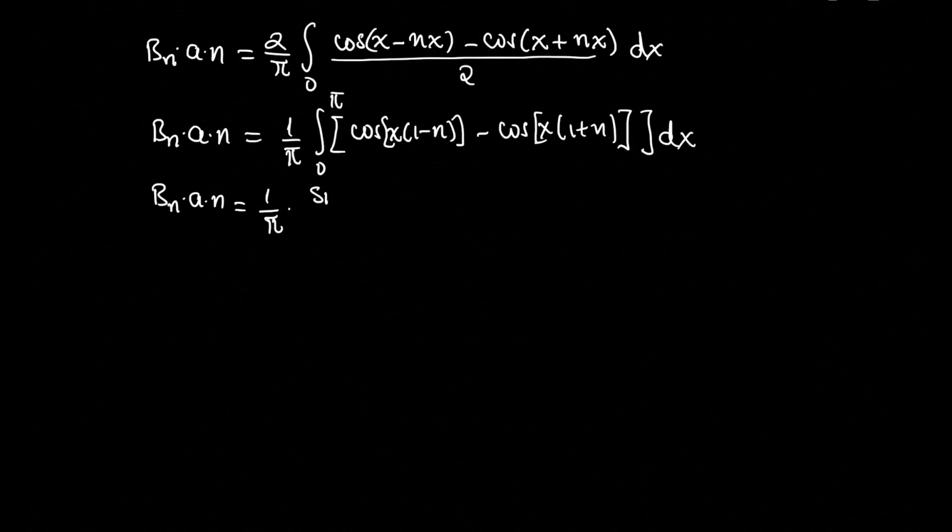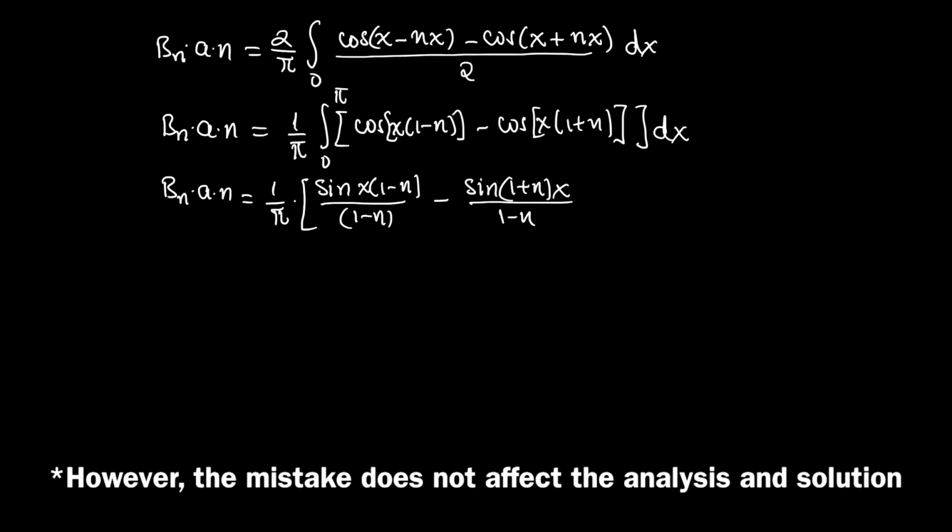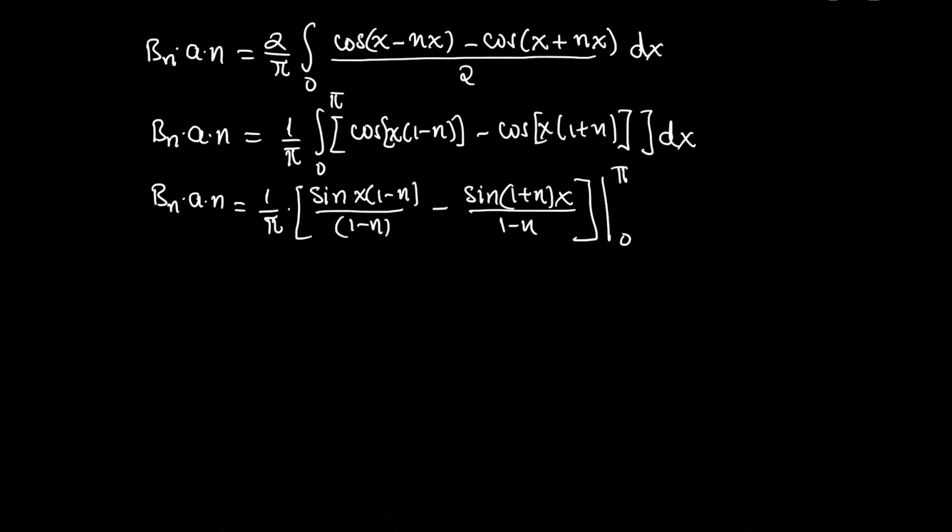Then you have sine x, where 1 over n is a constant, minus sine of 1 plus n times x, and 1 minus n again is a constant, from 0 until pi, like that. Now notice that actually this solution is going to depend on how the n is changing.